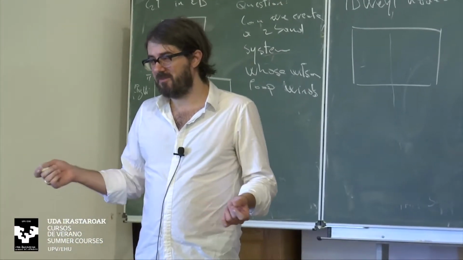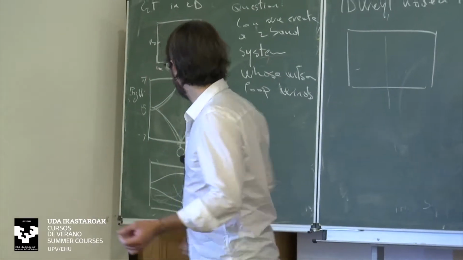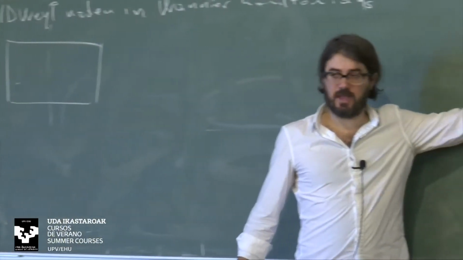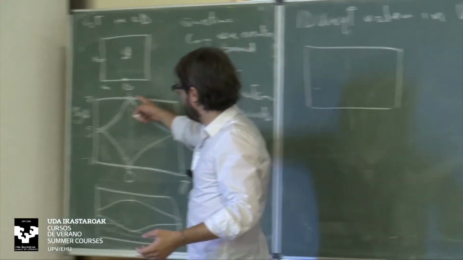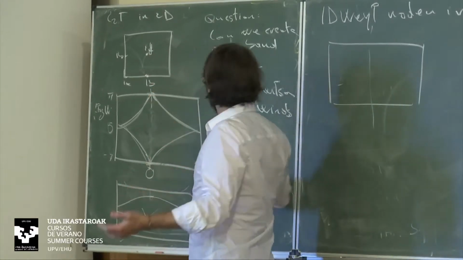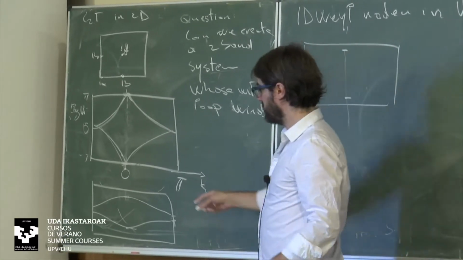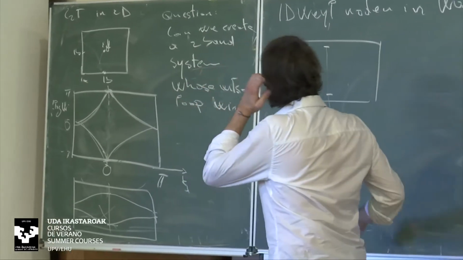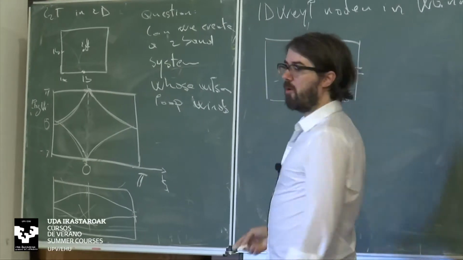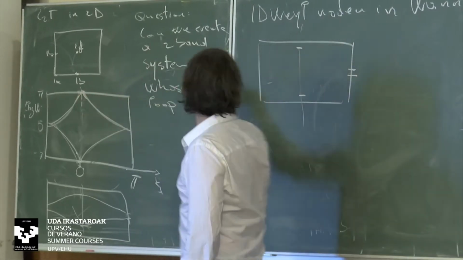C2T leaves k invariant, so k equals 0 and pi are not special with C2 times time reversal. So what happens is that since I have two bands, at any k, I can make these two bands. So for example, if they were degenerate here with inversion, with C2 times T, I can make them like this. So I can do what I said here. Okay? And here, I can make them like this. But what will happen is that all I have done is to move this crossing point somewhere further.